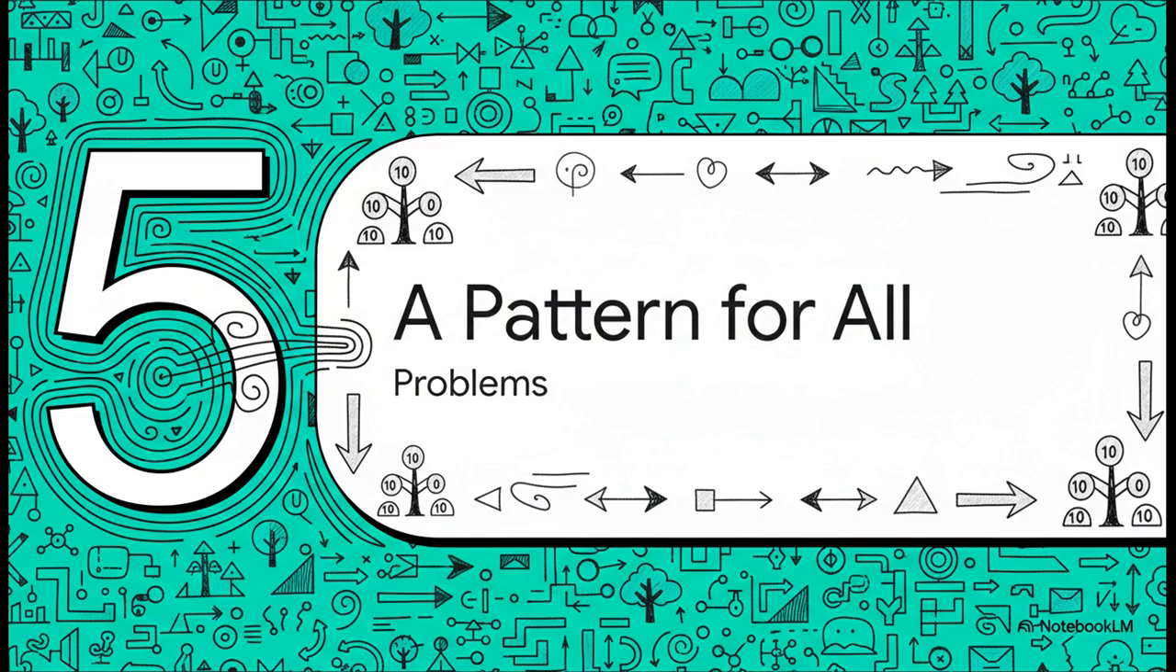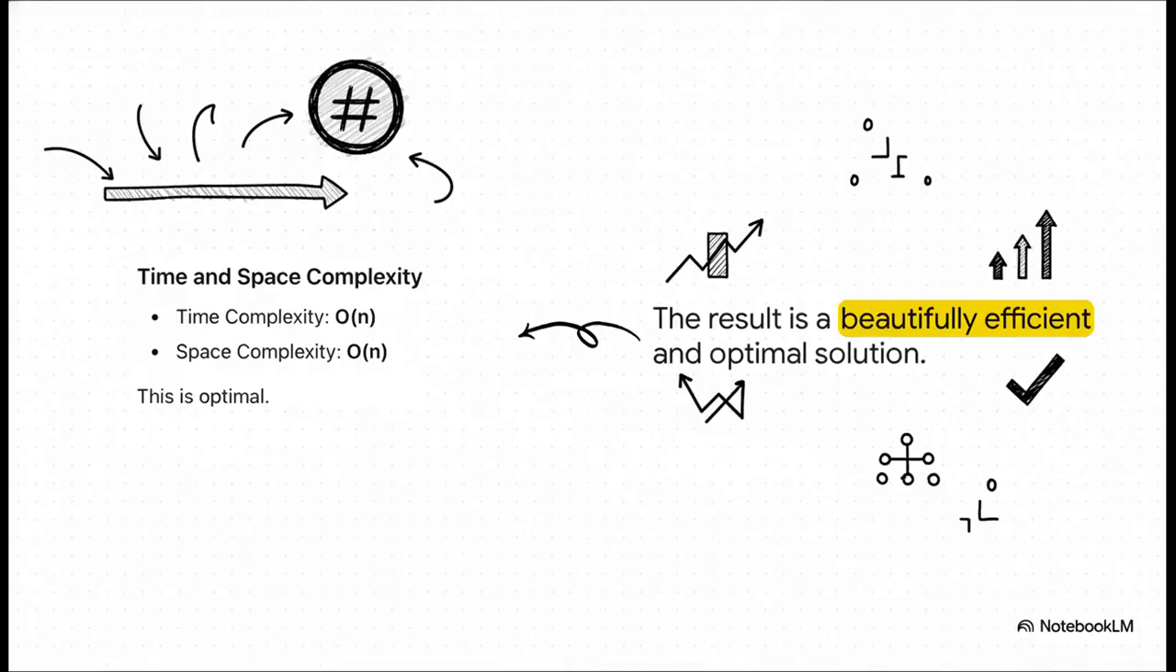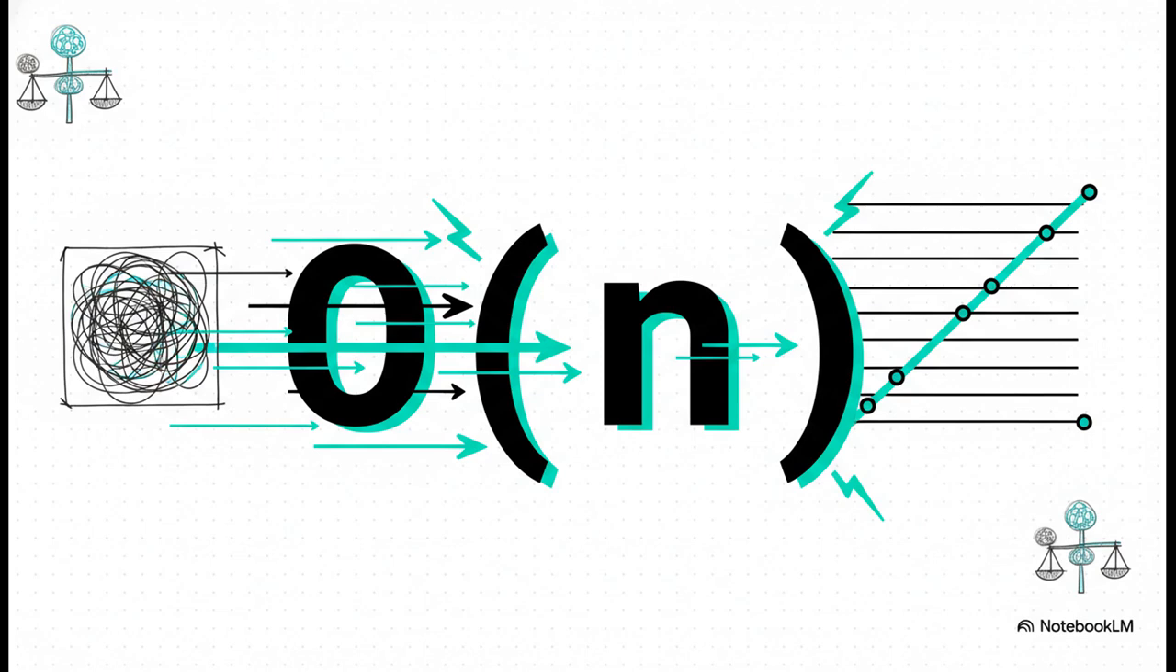Now, what is so cool about this solution is that once you see it, you start seeing it everywhere. This is way more than just a trick for one problem. It's a fundamental pattern in computer science. By making just one single pass through the array and using our hash map for instant lookups, we get a time complexity of O of n. The space we need is also O of n for the map. This is as good as it gets. You literally cannot solve this problem faster than looking at each element one time. And there it is, O of n. We went from a slow, clunky, quadratic solution to a lightning-fast, linear one, all thanks to that one simple insight.